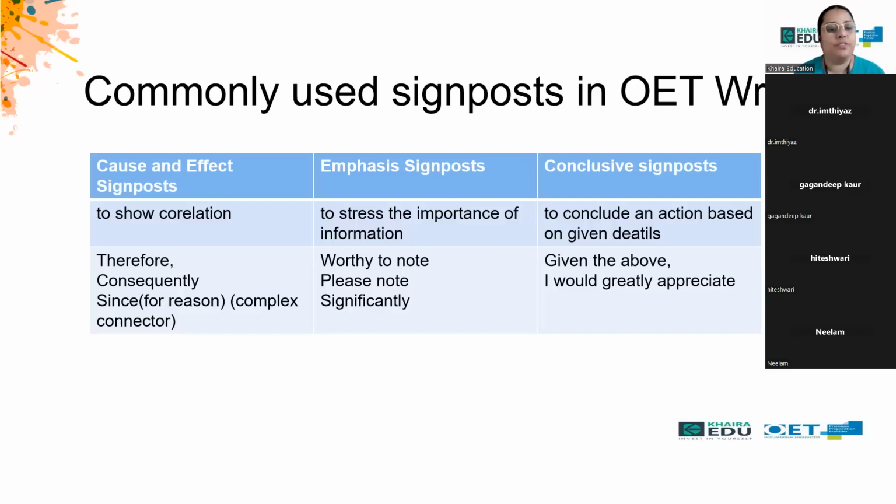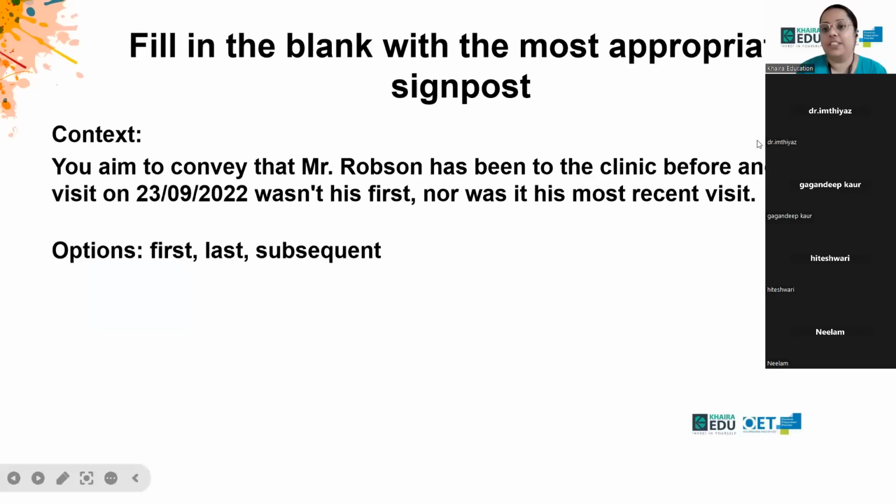I know I've given you a lot of information, all of it together, and it becomes a little difficult to comprehend. But we're doing activities so that it becomes very easy to comprehend. So on your screen, you would now see a context statement, which says, your aim is to convey that Mr. Robson has been to the clinic before, and his visit on 23rd of September 2022 wasn't his first, nor is it his most recent visit. And the options that you have for the signposts are first, last, and subsequent.